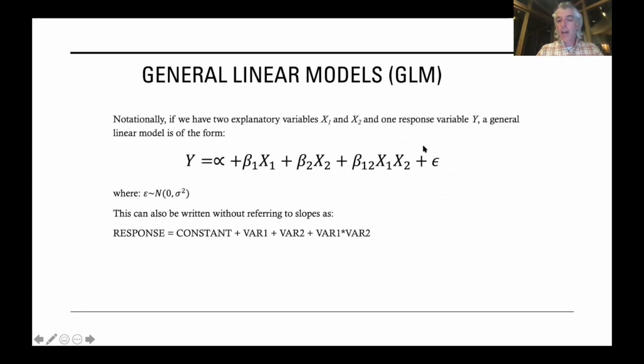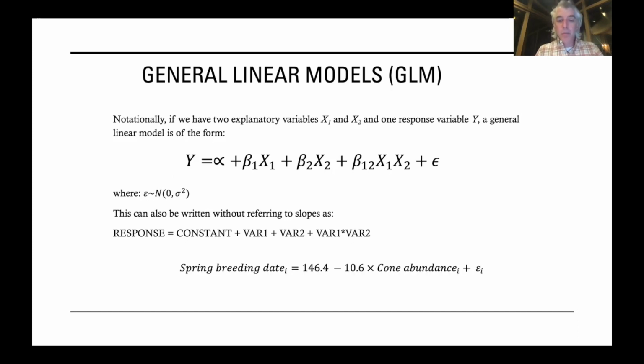Now note we still have this error term at the end, which represents the residuals, where we assume that these residuals are normally distributed with a mean of 0 and some constant variance sigma squared. Now we can also write out this general linear model without referring specifically to the slopes and simply indicate that the response is equal to some constant or the intercept plus the effect of variable 1, the effect of variable 2, and the interaction between variable 1 and variable 2.